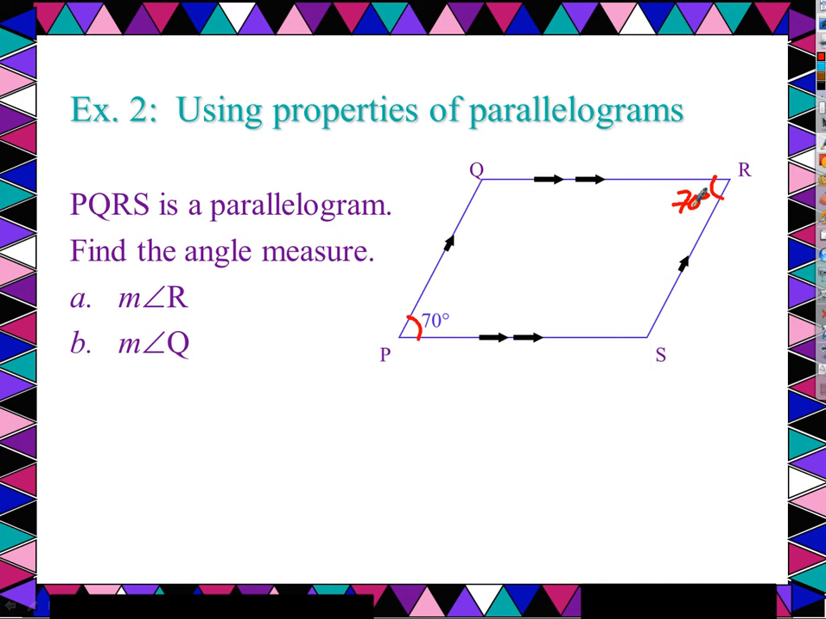Now, what about Q? What's it going to be? 110. How do you know that? Yeah, okay, consecutive angles have to add up to 180. So if that's 70, that has to be 110, right, in order to make 180. Good.